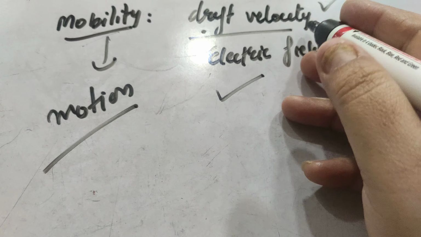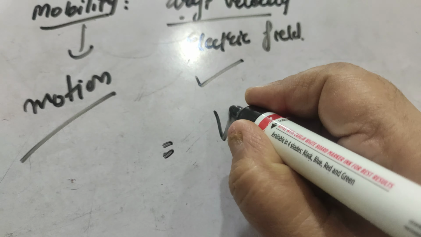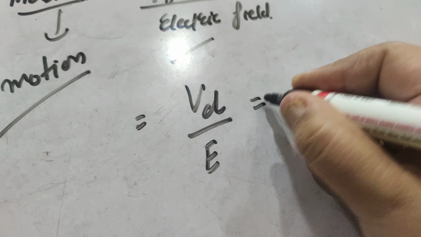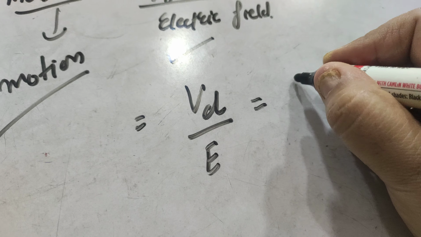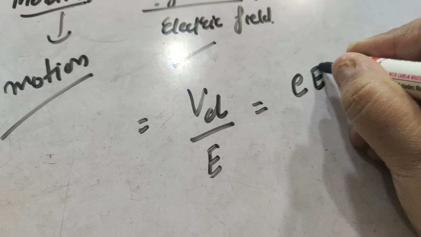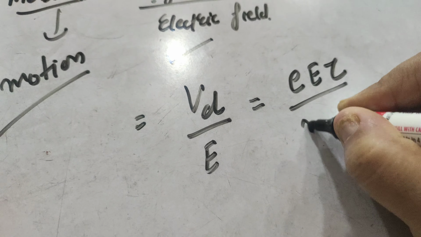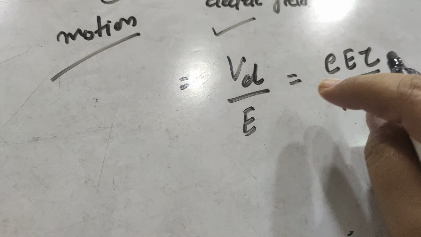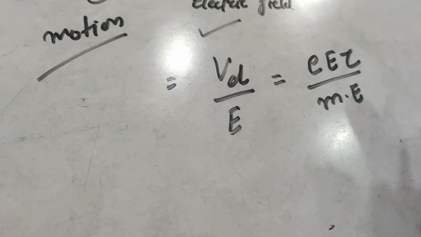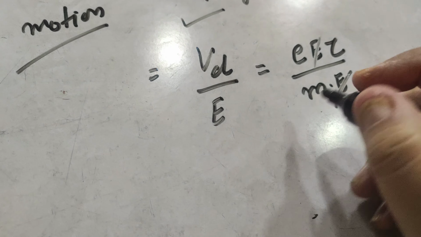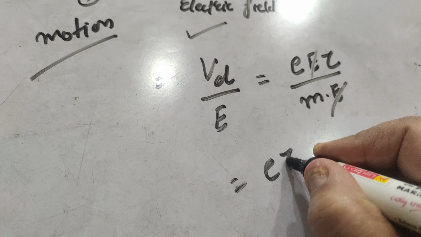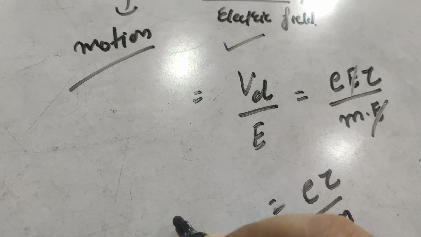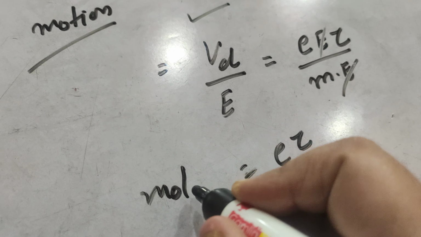So mobility is drift velocity upon electric field. Drift velocity is represented by Vd and electric field is represented by E. And Vd, we know, is given by e tau by m into E. If we are talking about the magnitude only, that is why we do not put the negative sign here. Divide Vd by E, so we get e tau by m. So this is the mobility of the charge carriers.